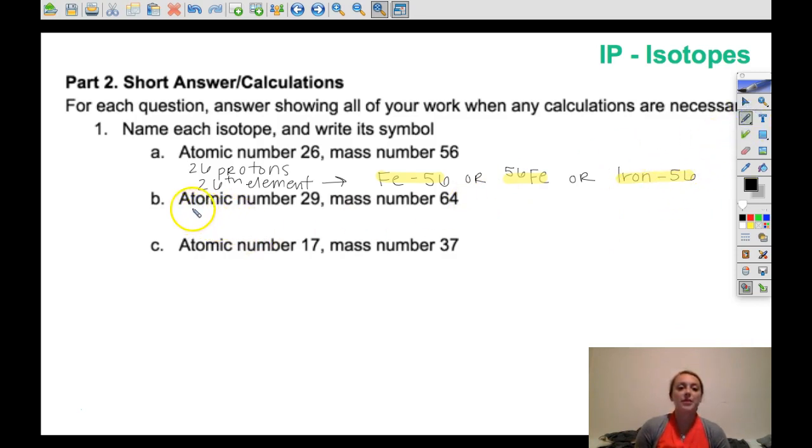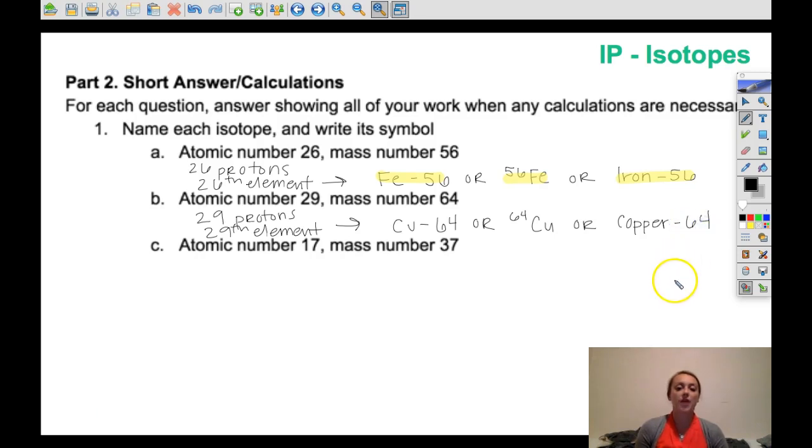Let's do another one together. So if I have atomic number 29, that means my element has 29 protons. But it also means it's the 29th element of the periodic table. So after referencing my periodic table, I see that it's Cu, or copper. So then I'm going to be taking my mass number, putting a hyphen after Cu, and writing 64. Or I can write down a 64 in the upper left-hand corner with a Cu after it. Or I can write down the word copper with a hyphen and then 64 after that.